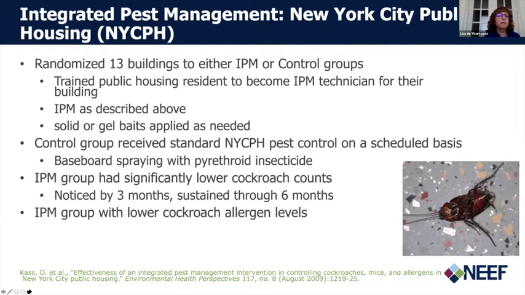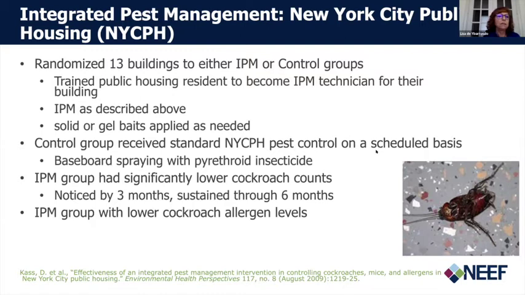So this study was a randomized controlled trial. There were 280 apartments in 13 buildings that were randomized to receive either IPM versus the control group. The IPM group had a single visit by a pest control professional. They trained public housing residents to become the IPM technician for their building. IPM, as previously described, was utilized, and then solid or gel baits were given to the families and households as needed.